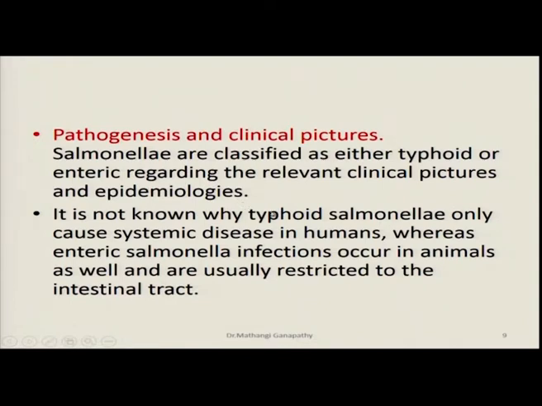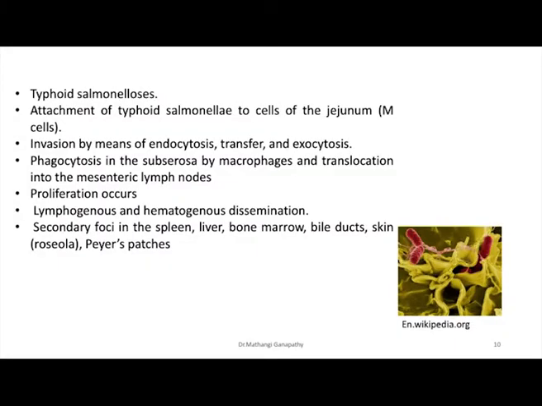And how does this picture look clinically? The salmonella are classified either as typhoid salmonellosis or enteric salmonellosis regarding the relevant clinical pictures and epidemiologies. Now, it is not really known why the typhoid salmonella cause only the systemic disease in humans, whereas enteric salmonellosis normally occurs in animals also, not alone in humans but also in other animals. And enteric salmonellosis is restricted only to the GI tract, whereas in typhoid fever the whole person falls sick, and it is restricted only to humans.